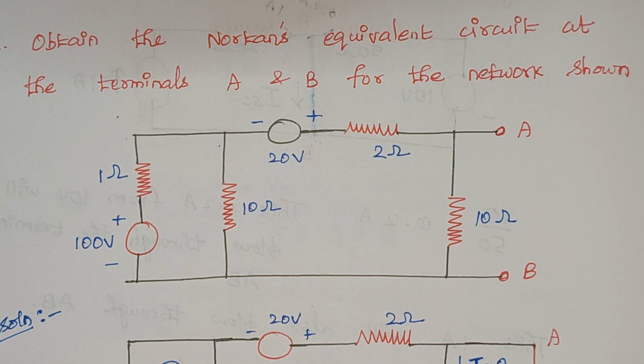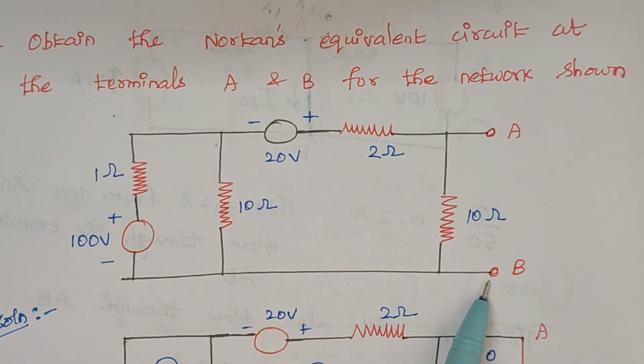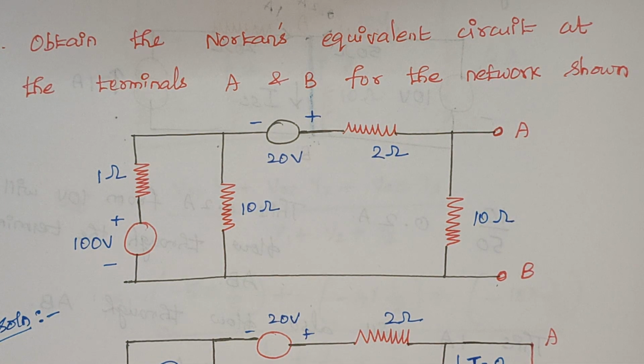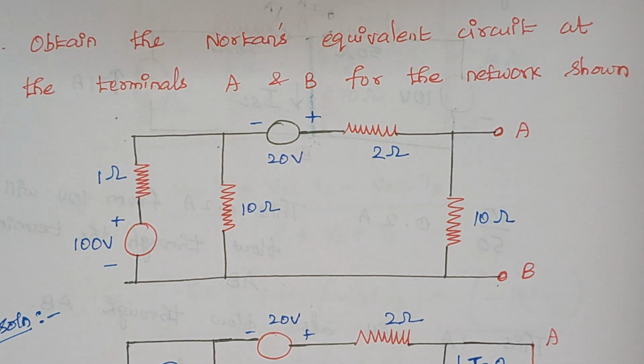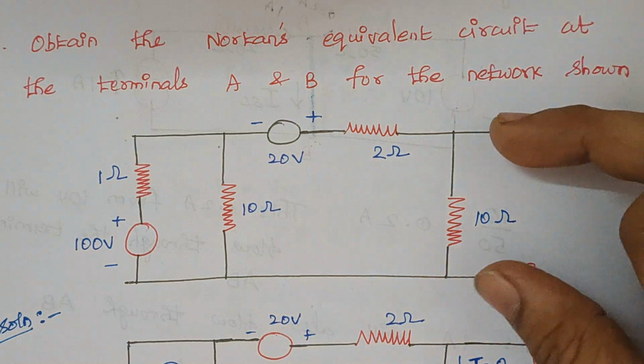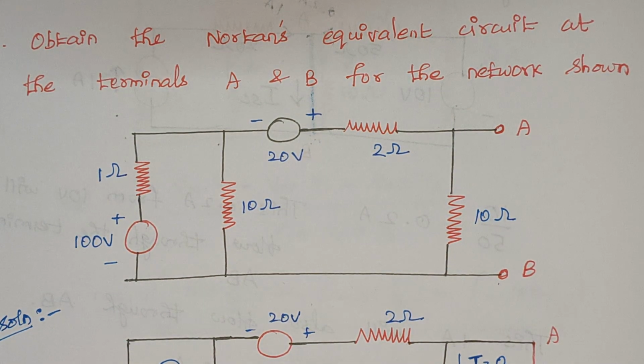Obtain the Norton's equivalent circuit at the terminals A and B for the network shown. Here is the given network. Again we need to draw the Norton's equivalent circuit across these terminals AB. In the previous problem there was a resistor present between the terminals, but here you see it is empty, right? So again we have to proceed in the normal way.